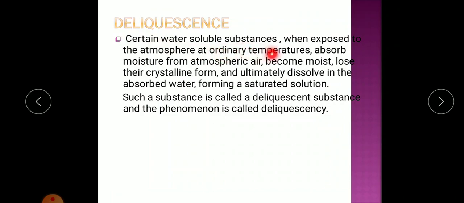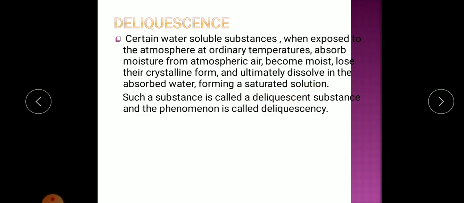Certain water soluble substances, when exposed to the atmosphere at ordinary temperatures, absorb moisture from atmospheric air. So when we keep them in the open atmosphere at ordinary temperature, they absorb moisture from the surroundings and become moist, lose their crystalline form, and ultimately dissolve in the absorbed water, forming a saturated solution.